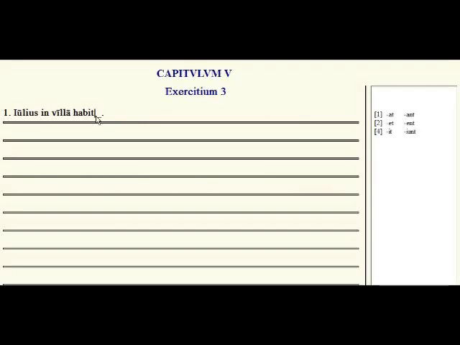So let's try this first one. Julius in villa. Julius is singular, so it's habitat. Julius et Aemilia in villa. They both habitant. Go ahead and try the rest of those singular and plural examples. Let's try exercise 4.